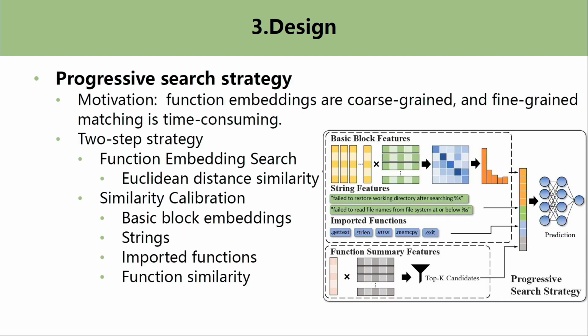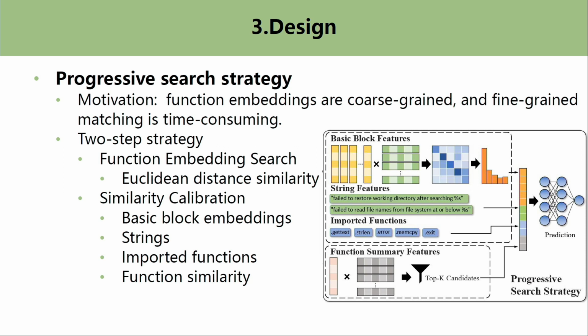In the evaluation, we use 10 popular projects and compile them using various compilation settings. In total, we obtain almost 600,000 binary functions. We identify 7 different tasks for evaluation, including cross architectures, compilers, optimization levels, and their combination tasks. For example, the XA task means cross architecture task.